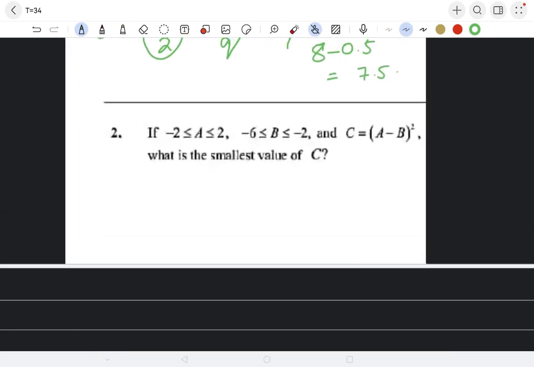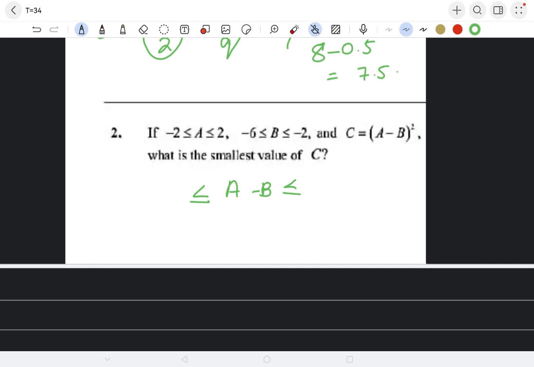If A is between minus 2 and 2 and B is between minus 6 and minus 2 and C is (A minus B) square. So what are they asking for? What is the smallest value of C? So what do we have to find? We have to find first A minus B. We have to find its least value and we have to find its maximum value.